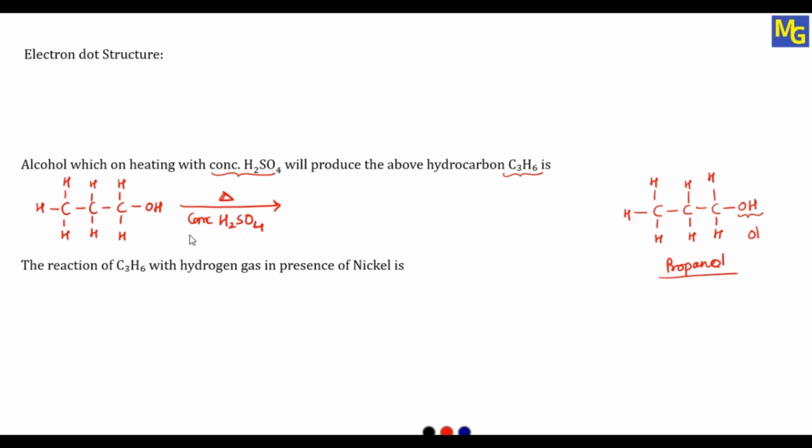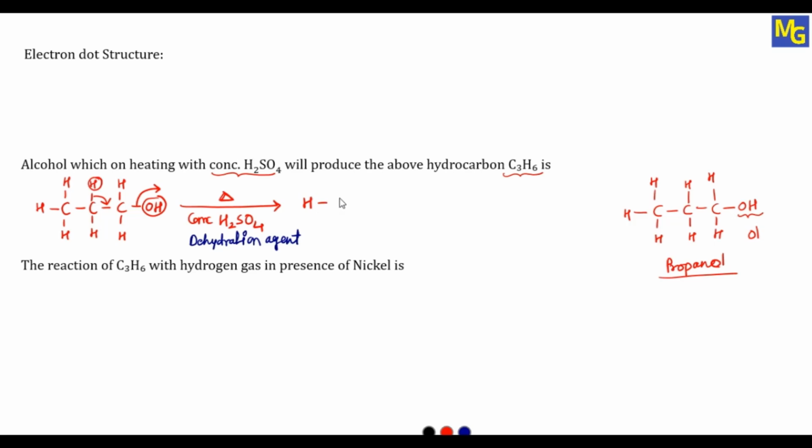Once you heat, as I told, this concentrated H2SO4 is the dehydrating agent. Dehydration means what? Removal of water. So it is a dehydrating agent. So dehydration takes place, and from this alcohol, a water molecule will be removed. So I am going to remove this hydrogen and this OH. Once this hydrogen and OH are removed, to balance the valency of each carbon, this bond will shift down, this bond will be removed with the OH. And due to this, carbon will get a double bond here. So what is the product?